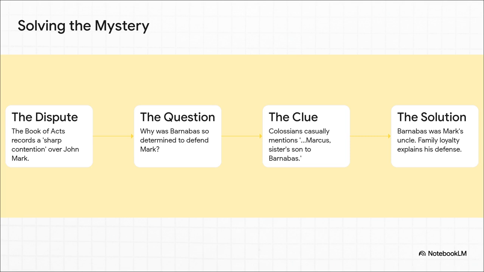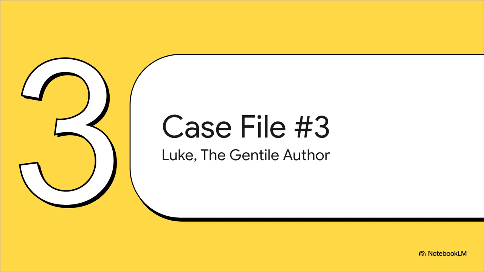Acts gives us this unexplained historical fight, and Colossians, written for a totally different reason, just happens to give us the key: family loyalty. Of course he'd defend his nephew. It's a detail that's so perfectly human and so subtly dropped in, it just feels real. Okay, on to case file number 3.